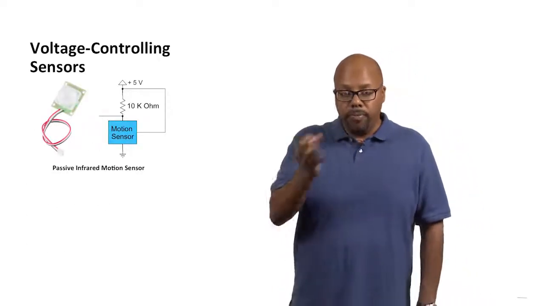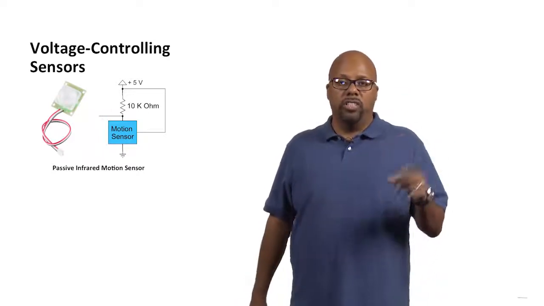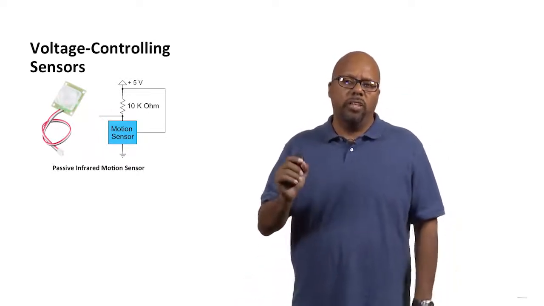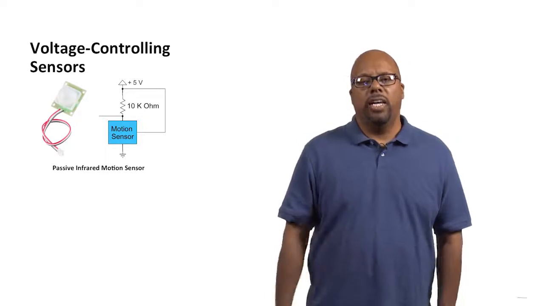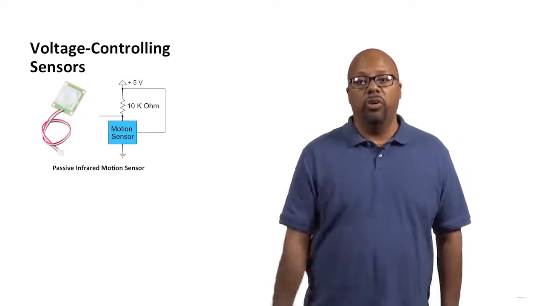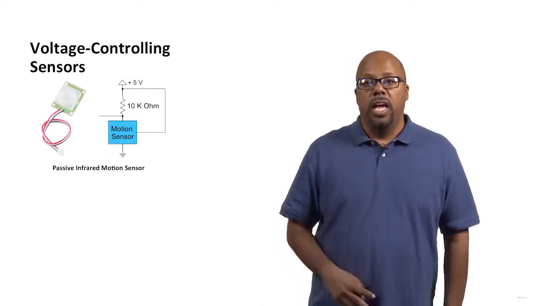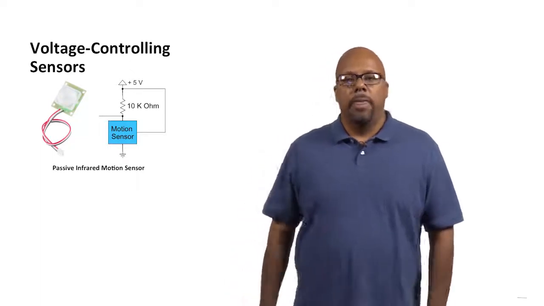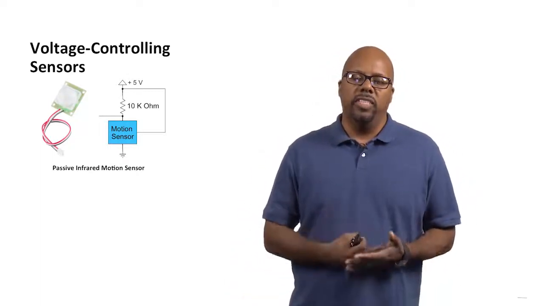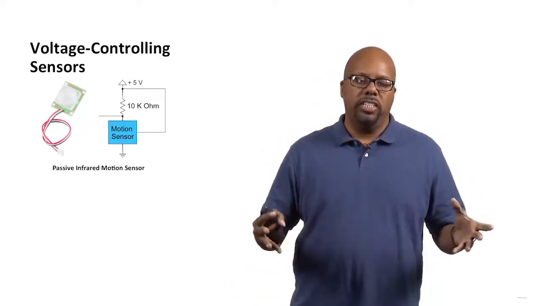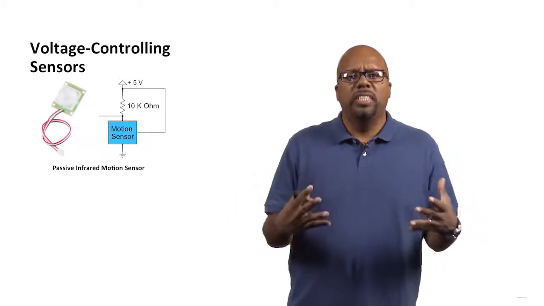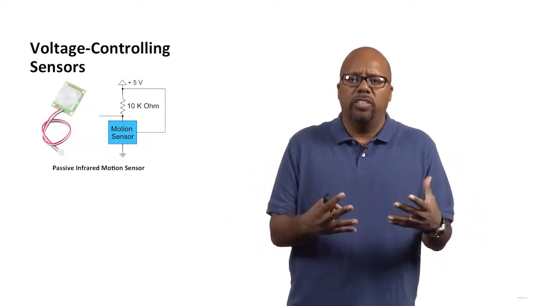Okay, so those are resistive sensors, the ones I just described. But then there are some other sensors that are a little bit more complicated, but actually easier to use from our perspective. Voltage controlling sensors. So the first sensors we looked at, they're resistive. When the environment changes, the resistance of the sensor changes.